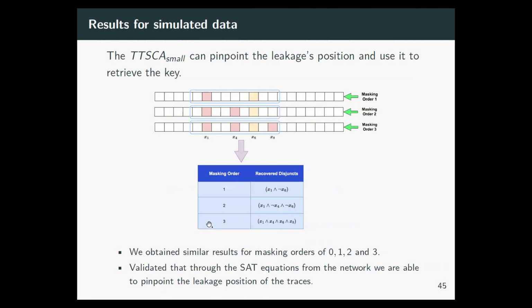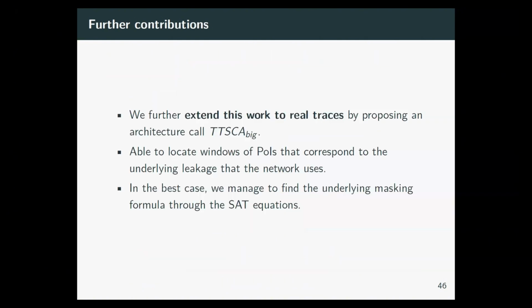So then overall, we show that TT-SCA small can pinpoint the leakage point and use it to retrieve the secret key. We obtain similar result for masking order 0, 1, 2, and 3. This validates our idea that through this set equation, the network is actually able to pinpoint the leakage position of the trace. In our work, we actually further extend this to real traces by proposing another architecture called TT-SCA big. And we are able to locate windows of point of interest that correspond to the underlying leakage that the network actually used. In the best case, we actually managed to find the underlying masking formula through the set equation.